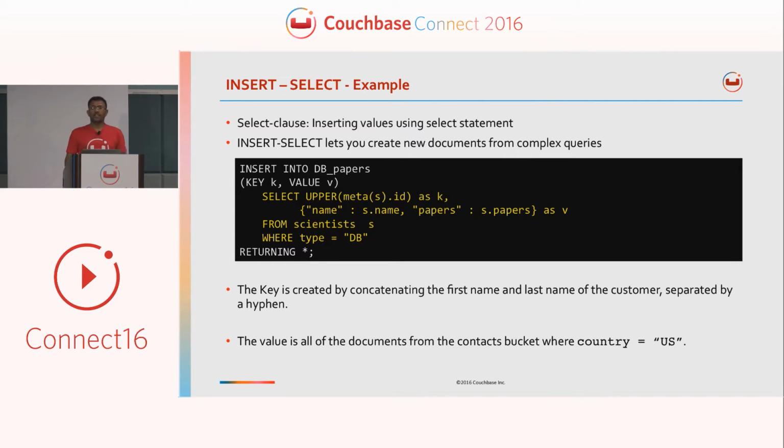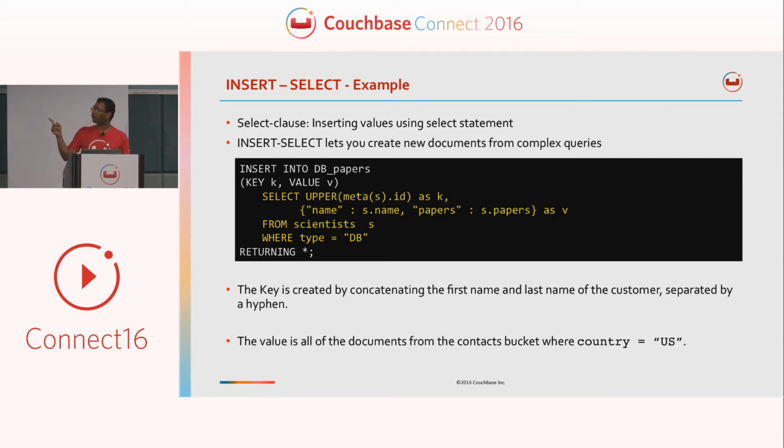Let's look at insert select. This is much fancier. So you provide the key and value, and probably you want to extract all the papers by a certain scientist, for example all the database scientists, and you want to insert them into a different bucket. So you can issue a simple select query. That can be a much more complex select query too. I just use the upper function there to generate the key, but that can be another generic function too, to generate the key as well as the value.